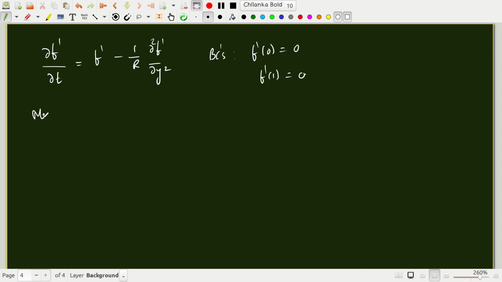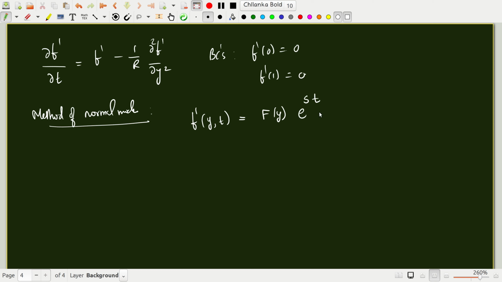So first I'm going to use the method of normal modes. Here there is only one direction, y, which is bounded or confined, right? So there is no need for Fourier transform. So the typical perturbation, which is a function of y and t, can be written as some eigenfunction, which is a function of y alone, times exponential of st. This is the normal mode form of perturbations for this problem.